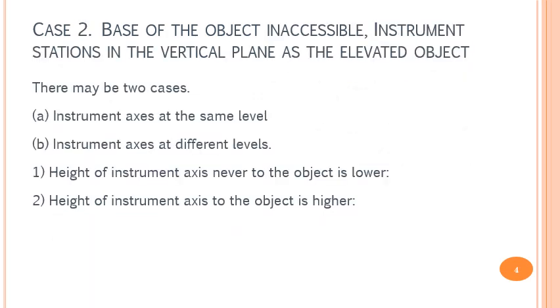Now case 2, base of the object inaccessible, instrument stations in the same vertical plane as the elevated object. There may be two cases. The first case is instrument axes at the same level. The second case is instrument axes at different levels. In the first, the height of the instrument axis to the object is lower, and in the second, the height of the instrument axis to the object is higher.